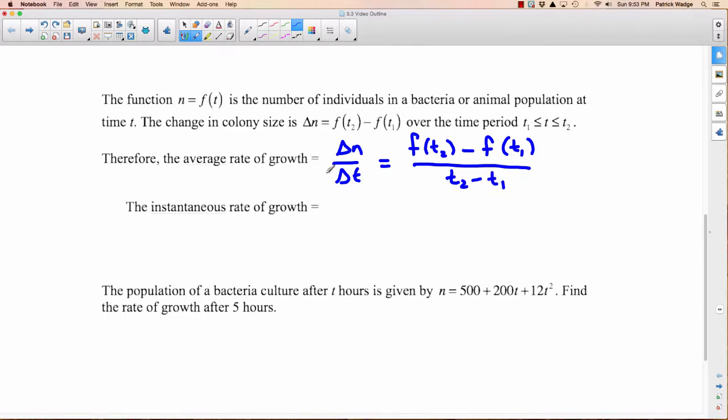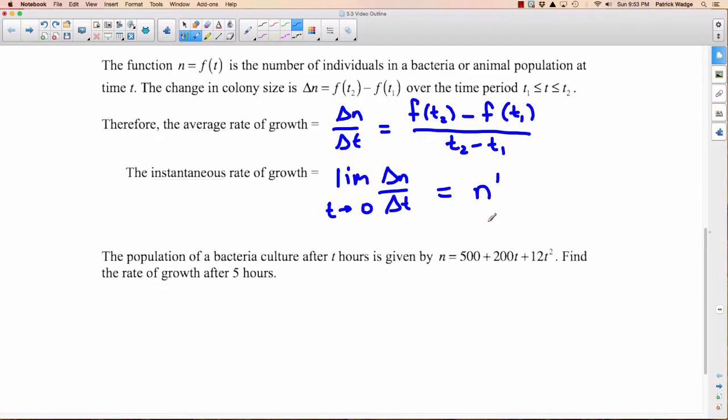If we want the instantaneous rate of growth, you would be doing the same sort of thing, but you'd be making this change in t as small as possible. We'd want to take the limit of change of n over change of t as t approaches 0, which means you could find n prime, which is the derivative of n.